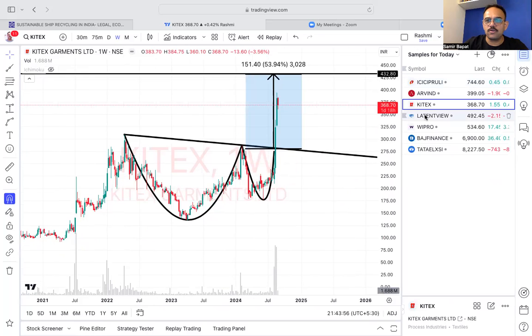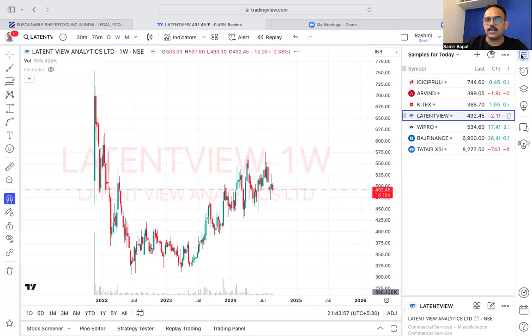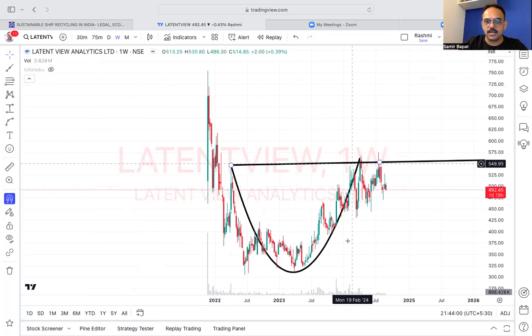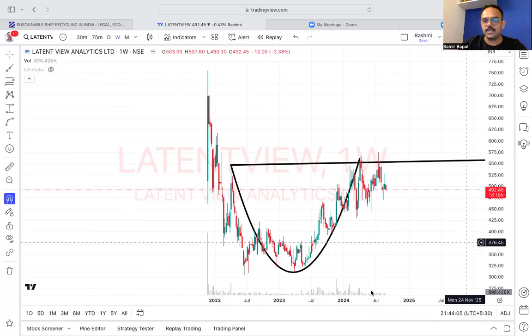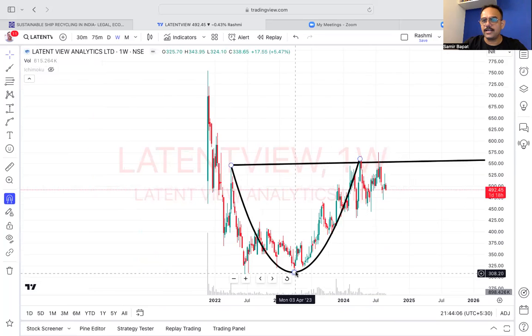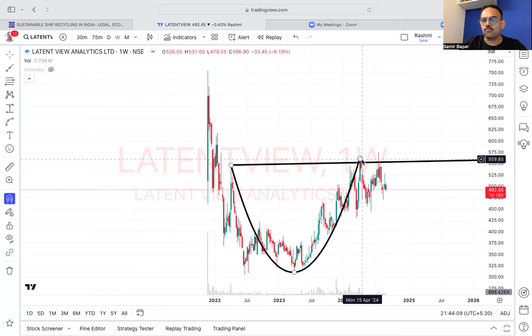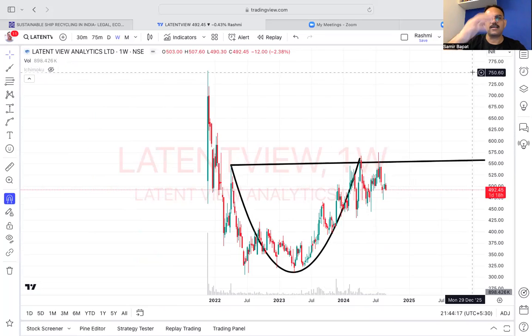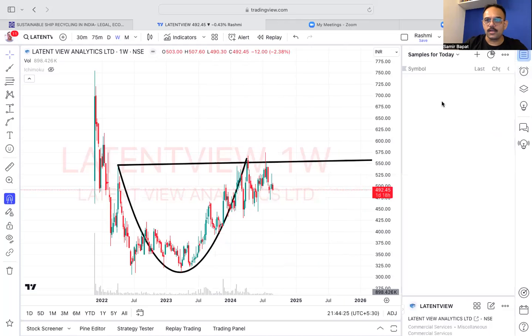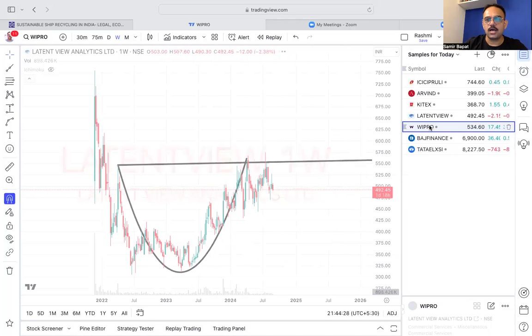Then we have Latent View again. This is the cup, this is the handle formation. Now, if you see, the depth is around 310 to 550, somewhere around 230 points. 550 plus 230, so roughly 750, it will go. So 200 points it will go. Then we have Wipro.